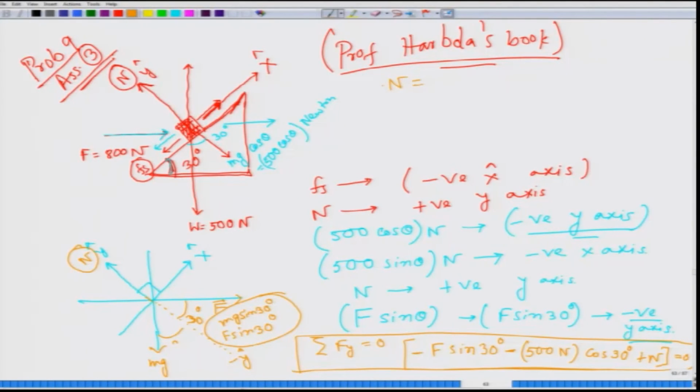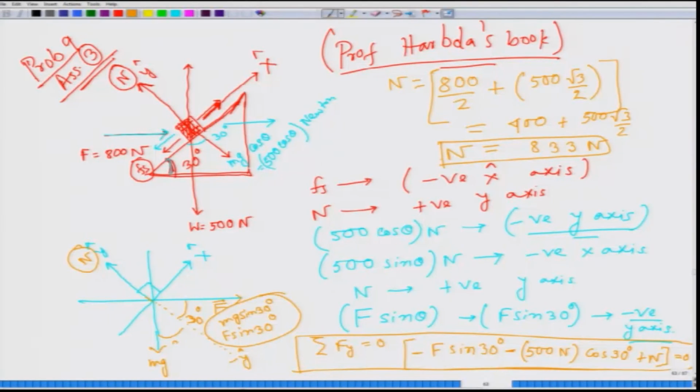is equal to, from here F is 800 Newton. So, I have 800 here minus 800 sine 30, and sine 30 is half. So, I get 800 minus 800 by 2, and then I have minus 500 Newton. So, I have 500, and cosine of 30° is root 3 by 2. So, I write root 3 by 2 here. This is equal to my N. So, this is positive. I take N this way and I take the other things to the right hand side. So, I get N equal to this plus this, and I obtained 400 plus 500 root 3 by 2, which gives me the value of N as 833 Newton. So, I obtained the normal reaction from the contact surface and the value is 833 Newton.